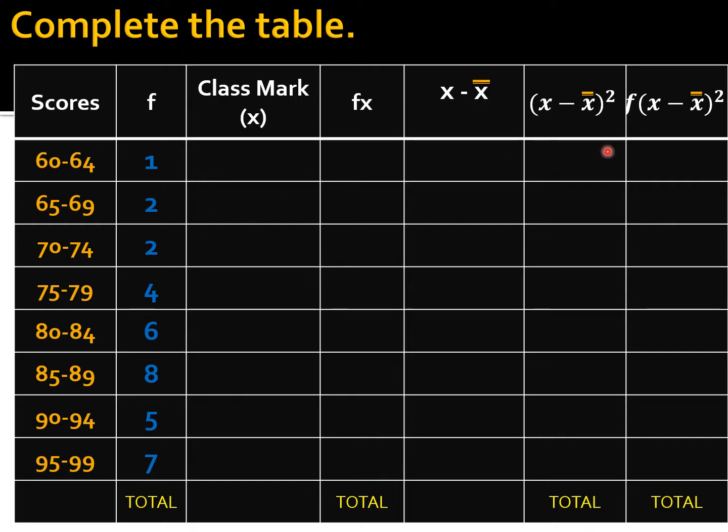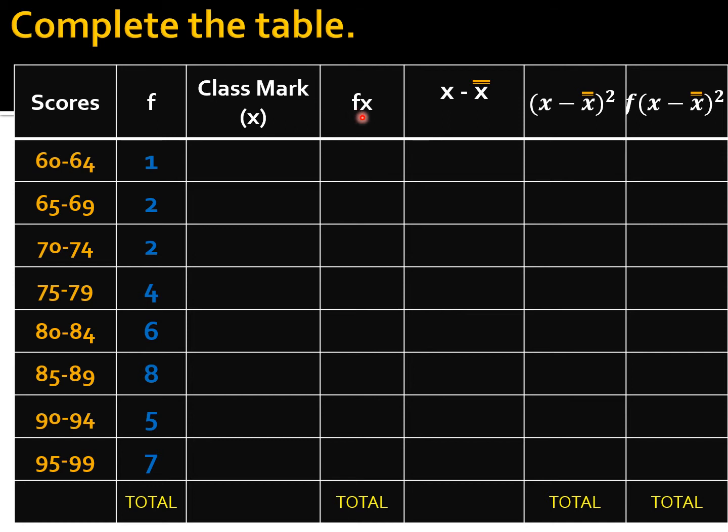Okay, so here is the table to construct in finding the sample mean, sample variance, and sample standard deviation for our given example. So we have 1, 2, 3, 4, 5, 6, 7 columns. For the first two columns, we have the corresponding scores and their corresponding frequencies. For the third column, we have the class mark. The class mark is the average of the upper limit and the lower limit. So that means 60 plus 64 divided by 2, and that will be our class mark.